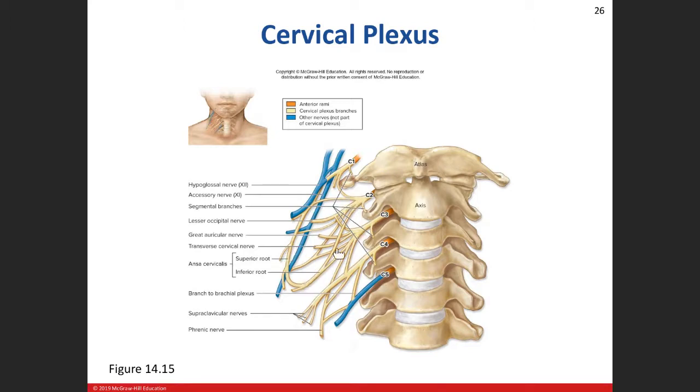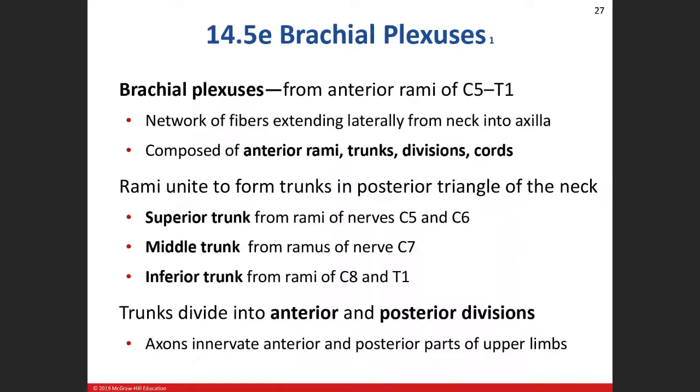Again, it's nothing that you have to know for lab. But understand that all these different branches will come off, combined with branches from other anterior rami, and will eventually form some of our named nerves here: lesser occipital nerves, the phrenic nerve. We'll talk more about some of those named nerves when we get into the brachial and the lumbar and sacral plexus. The brachial plexus is going to get contributions from C5 through T1. Definitely should know that.